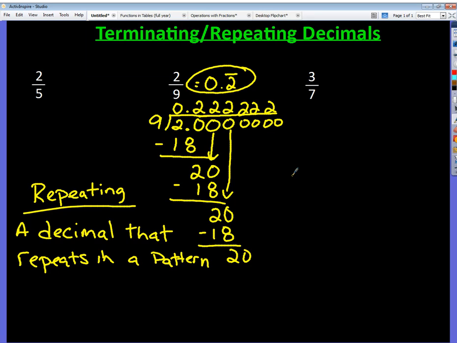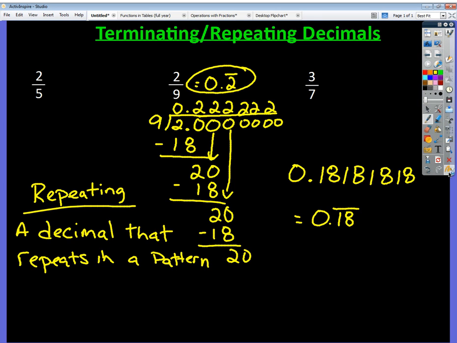For example, sometimes you could have a pattern as a decimal that would look like this: 0.181818. In that case, that is also a repeating decimal. That would be 0.18 repeating. That 18 repeats every single time I divide here.